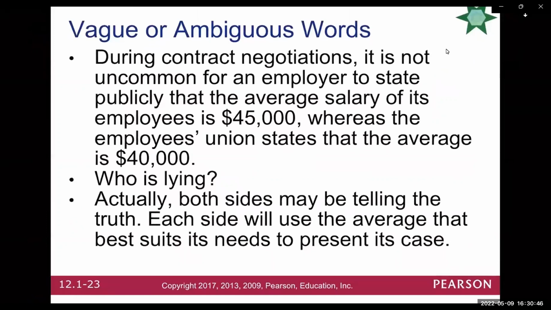During negotiations, it is not uncommon for an employer to state publicly that the average salary of employees is $45,000, whereas the employees' union states that the average is $40,000. Who's lying? Actually, both sides may be telling the truth. Each side will use the average that best suits its needs. So there's different averages. There's mean, there's median. Those are 2 examples of averages. So maybe the employers are using this one and the union is using this one, and that's why they're getting different results. Whichever makes them look better, obviously.